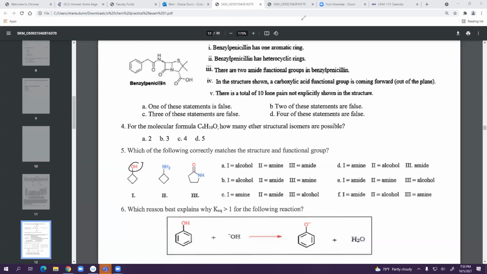What's this one? It's an alcohol. I eliminated all the answers except 2. See how easy that was? Wow. These are give-me problems pretty much. Okay. Amine or amide? It's an amine. Amide has to have a double bond. So the answer is A. Alcohol, amine, amide. Okay.